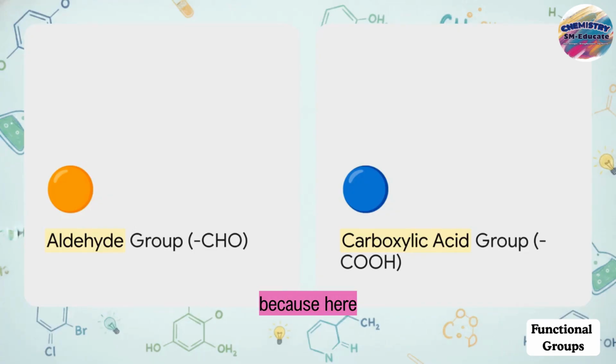Okay, pause for a second, because here is the crucial point. Take a really close look at this comparison. On the left, we've got the aldehyde group, -CHO. On the right, the carboxylic acid group, -COOH. Here is a massive board exam tip for you. Never, ever confuse -CHO with -COOH. It's honestly one of the absolute most common mistakes students make. So take a mental picture right now and burn this visual into your brain.